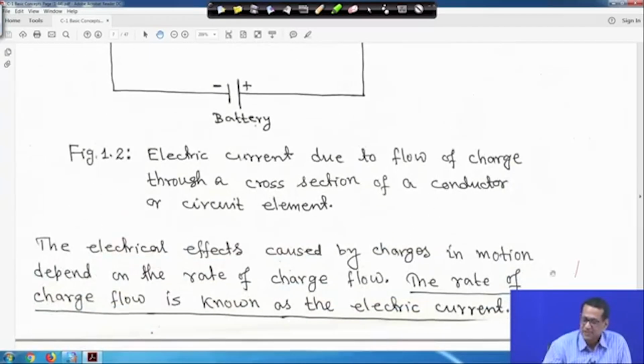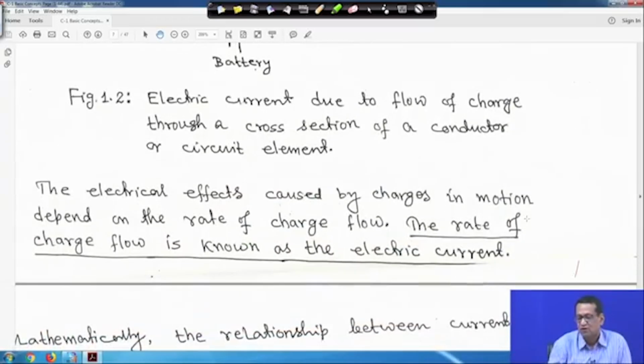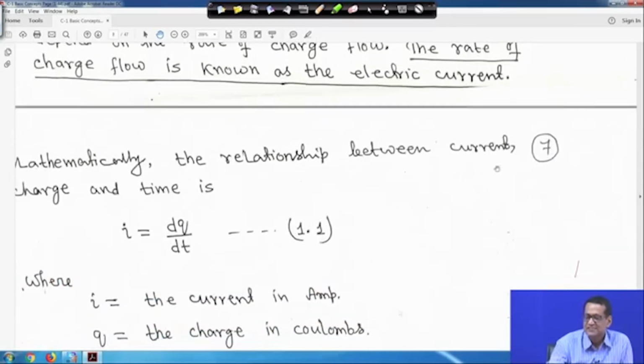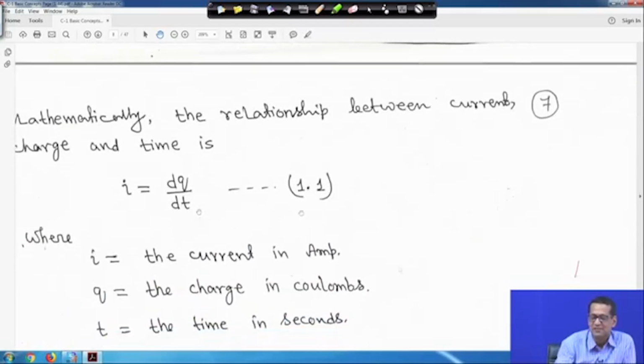So, the electrical effects caused by charges in motion depend on the rate of charge flow. The rate of charge flow is known as the electric current. Suppose Q is the charge, T is the time and I is the current. So, I is equal to dq by dt. Mathematically, the relationship between current, charge and time is I equal to dq by dt.